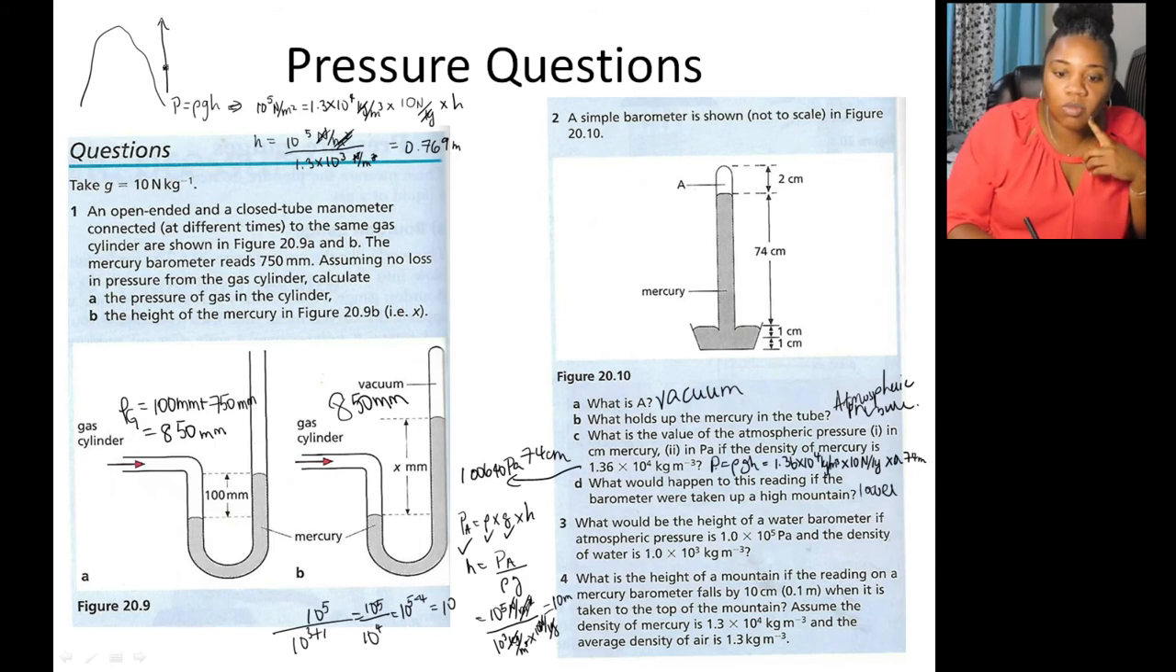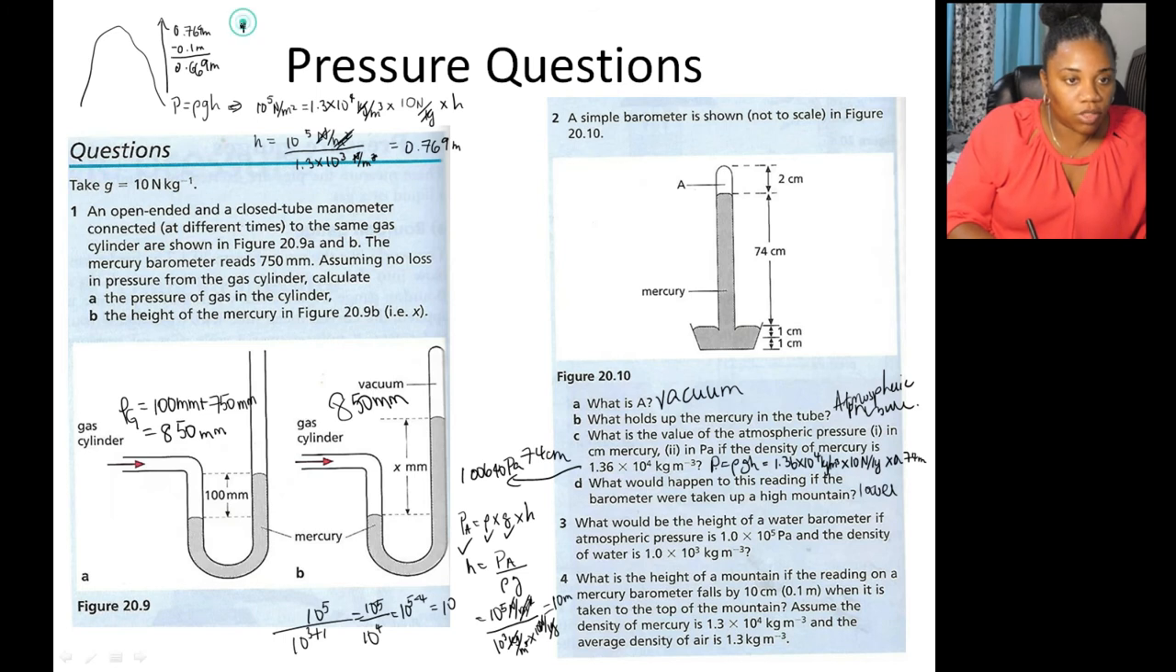what is the height of a mountain if the reading on a mercury barometer falls by 10 centimeters? So we know that going up to the top now is 0.769 meters minus 0.1 meters. And that will give us 0.669 meters. And from that, we could work out the pressure felt up here.